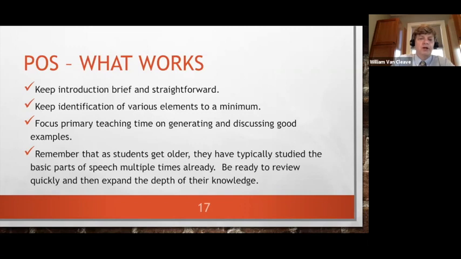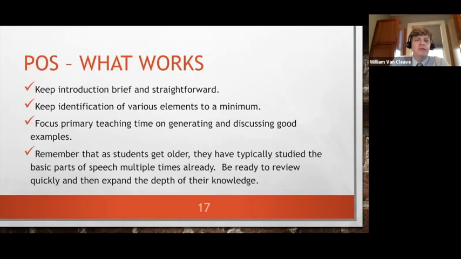Okay. So parts of speech, what works? First, keep instruction brief and straightforward. I don't need a 4-hour lesson on adjectives. I'm going to keep it clean and simple. And we're going to work it out through activities. We'll work out our glitches. We'll work out our difficulties.